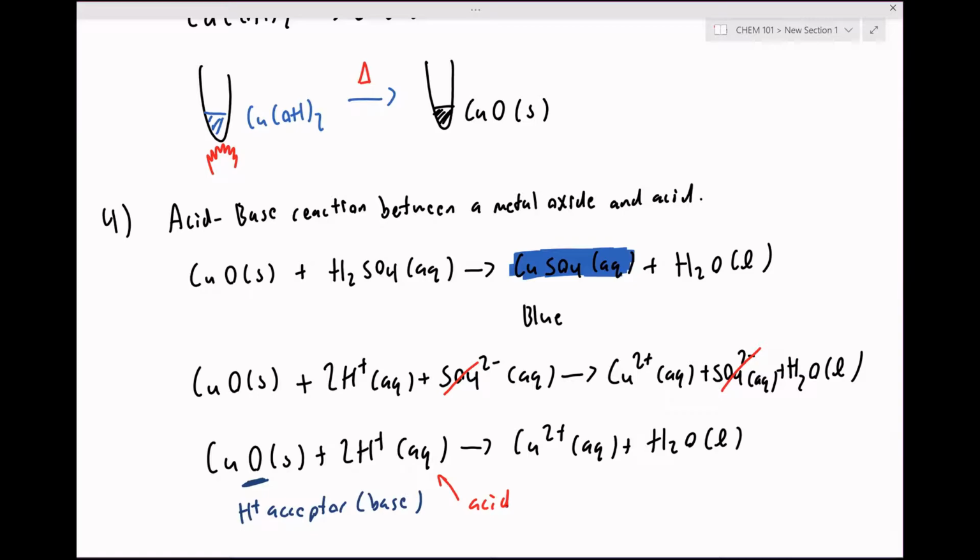Now, just to be 100% clear here, in terms of oxidation numbers, we're going from copper plus 2 to copper plus 2. So there's no change in oxidation number. This is not a redox process. This is purely acid-base chemistry at play.